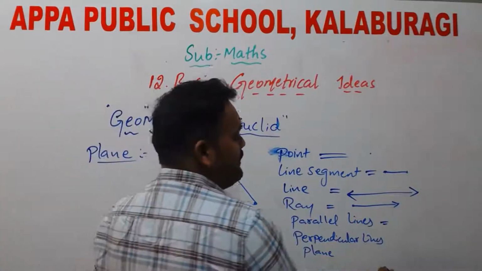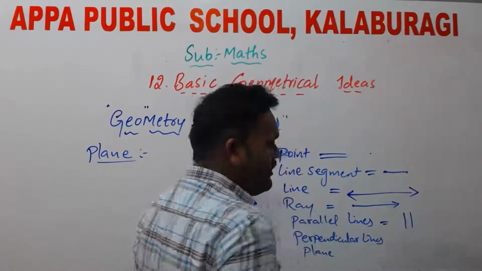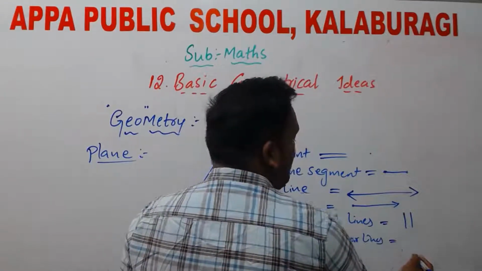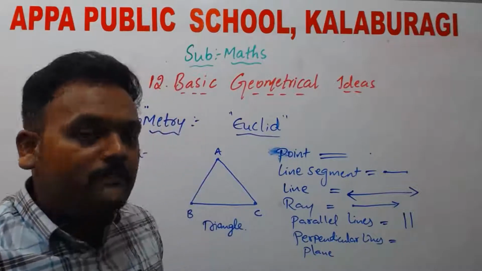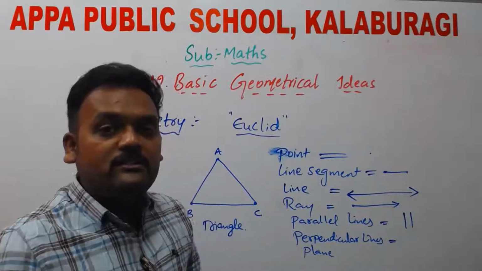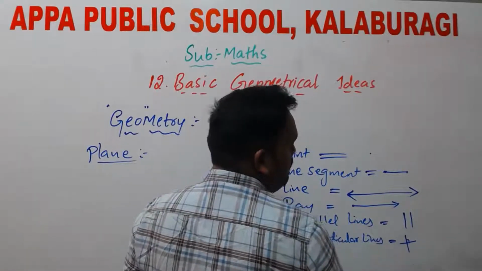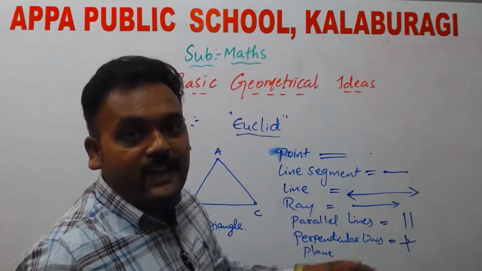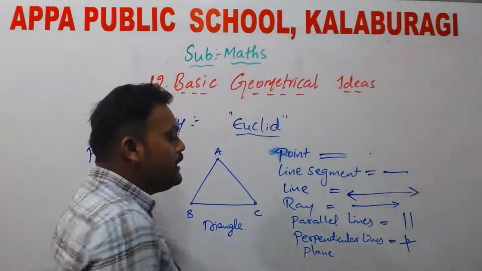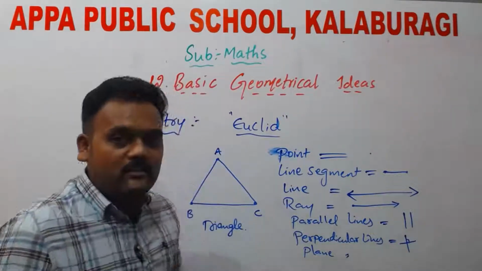They are very far away from each other, like this. So these are called parallel lines. Now perpendicular lines: the two lines which intersect each other. If in the intersecting lines one of the angles is 90 degrees, that is a right angle, they are called perpendicular lines. Now, a plane means a smooth surface.